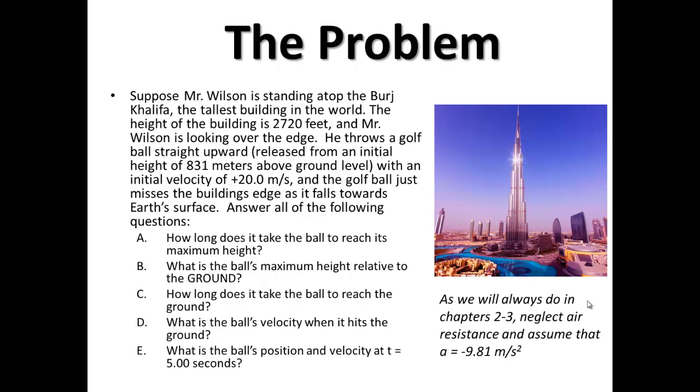He throws a golf ball straight upward, released from an initial height of 831 meters above ground level, with an initial velocity of positive 20 meters per second. And the golf ball just misses the building's edge as it falls towards Earth's surface. Answer all of the following questions.